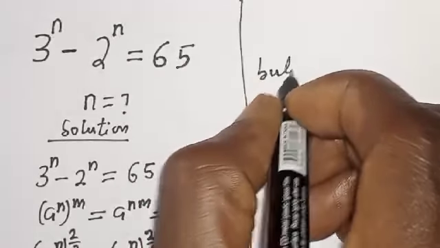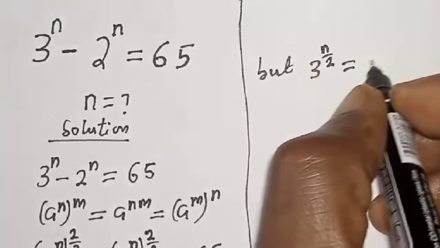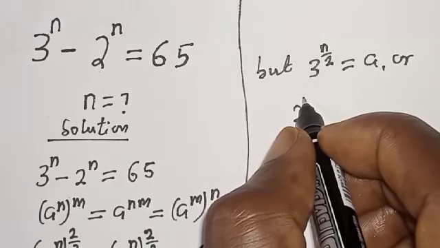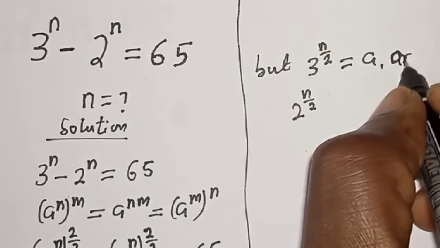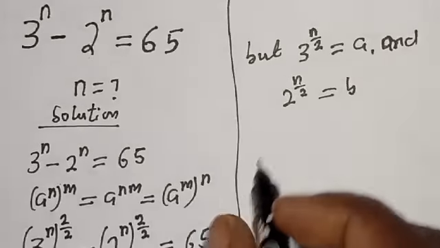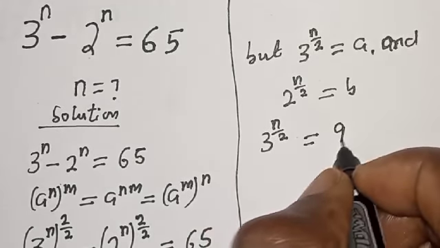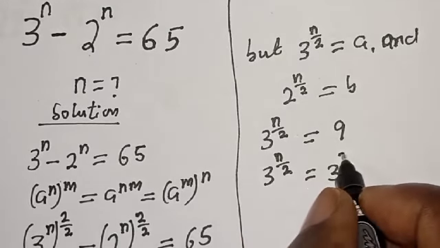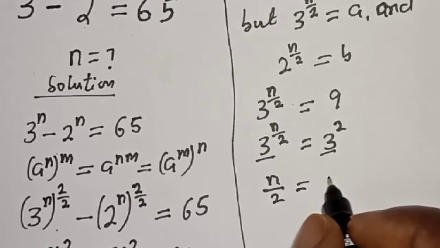But 3 raised to power n over 2 is equal to a, and 2 raised to power n over 2 is equal to b. So this is 3 raised to power n over 2 is equal to a, which is 9. Then we have 3 raised to the power n over 2 is equal to 9, which is 3 squared. They have the same base 3. Then the exponent n over 2 is equal to 2.